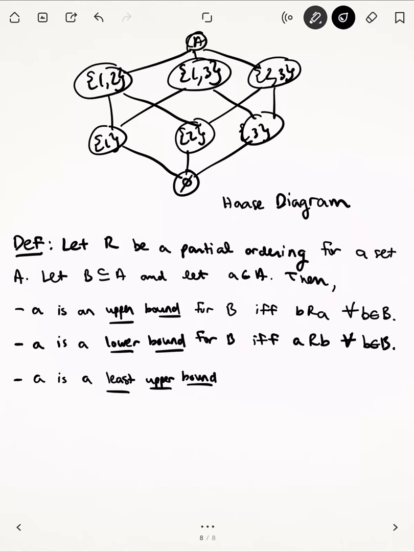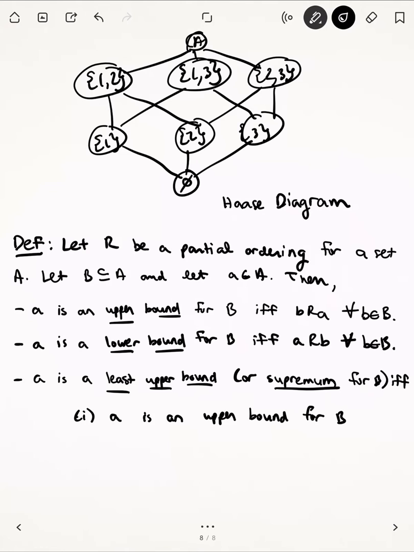Kind of sounds oxymoronic if you say it the first time, but it does make sense. Or supremum for B if and only if a is an upper bound for B and a is related to x for every upper bound x for B. Okay, so it's kind of like the tightest upper bound for a subset B.